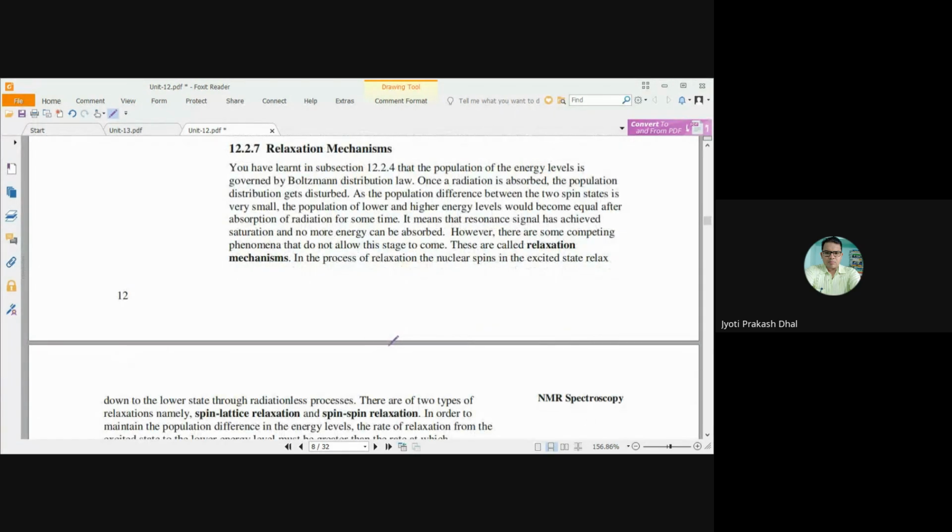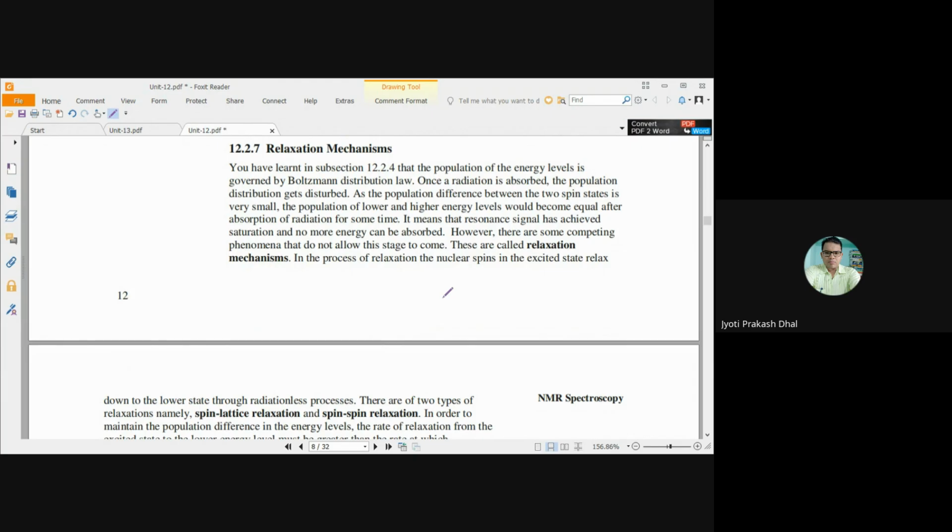So now coming to the relaxation mechanism. The population of the energy levels is governed by the Boltzmann distribution law, as we have discussed already. Once the radiation is absorbed, the population distribution gets disturbed. As the population difference between the two spin states is very small, the population of the lower and higher energy levels would become equal after absorption of radiation for some time, which means the resonance signal has achieved saturation and no more energy can be absorbed.